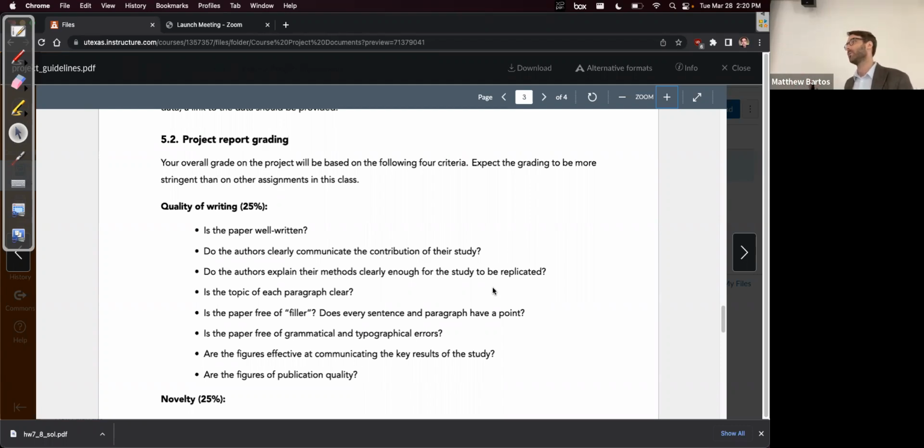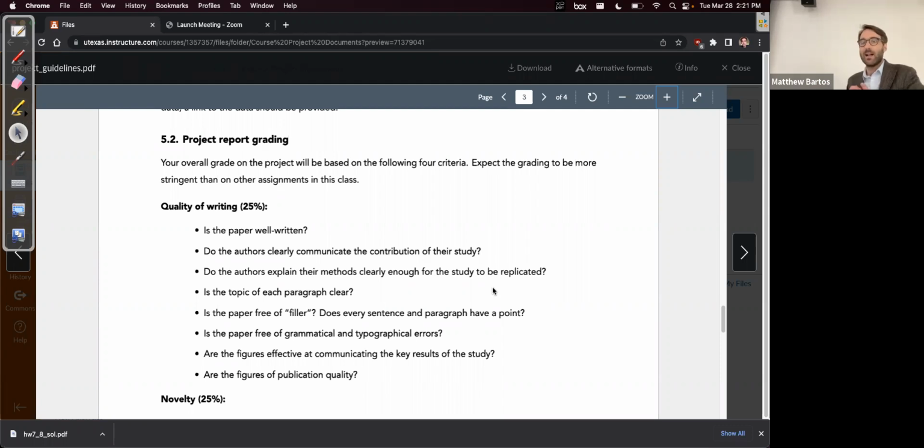Now, I know that not everyone here learned English as a first language. That's not really what I'm looking at here. What I'm looking at is how well the paper is structured. Do the ideas flow together cohesively? Are the paragraphs free of filler? Does every sentence and paragraph have a point? Things like that. It's more about how the paper is structured, whether you're conveying your ideas clearly, and so on.